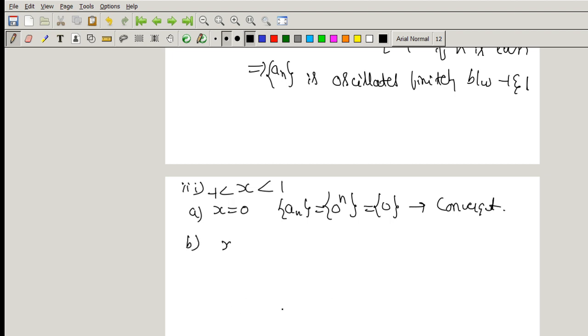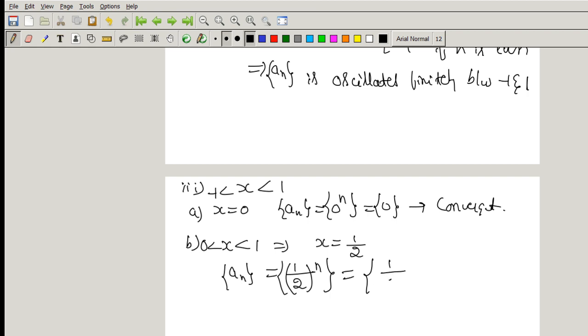In subcase 2, x lies between 0 and 1. When x lies between 0 and 1, it is always a positive quantity and the denominator is greater than the numerator. Therefore, we can take this term as something like 1 by 2. So a_n is in the form of 1 by 2, 1 by 3, like that, 1 by 2 whole power n. This is nothing but 1 by 2 power n.